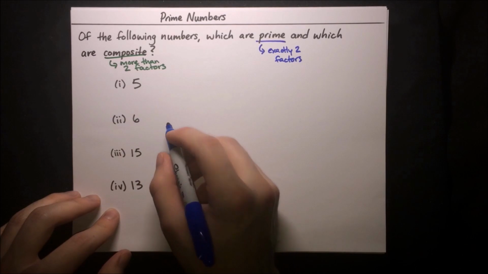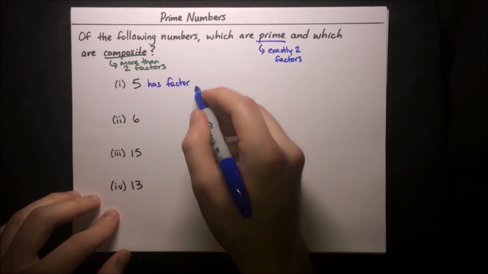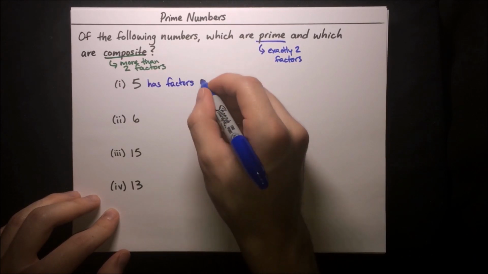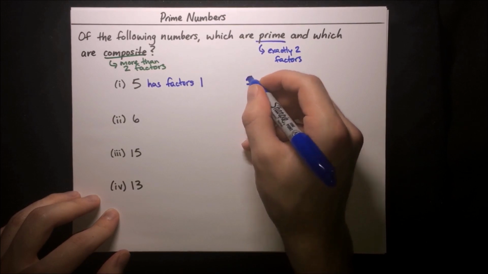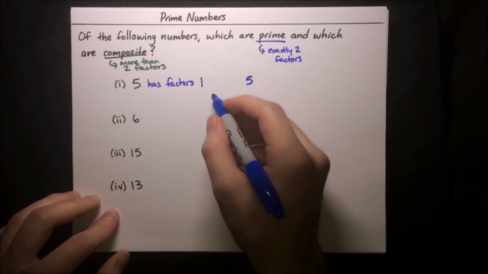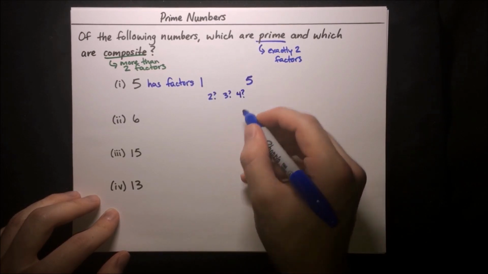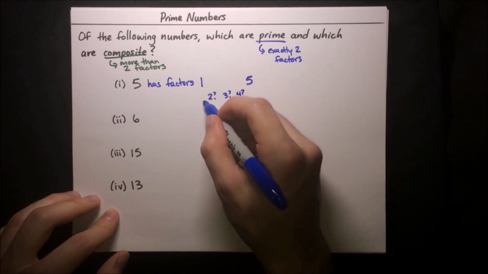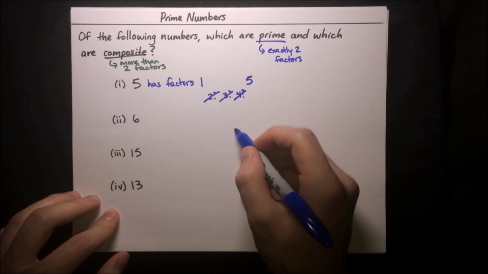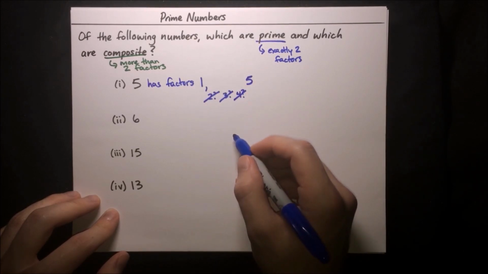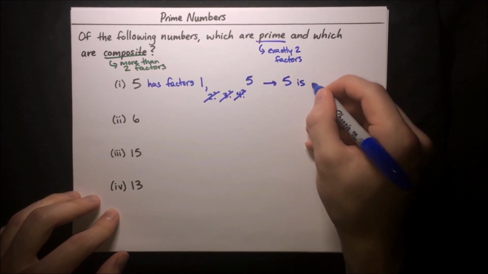So 5, for example, 5 has factors. What are the factors of 5? Well, we know there's 1, and we know there is 5 for sure. 5 is divisible by both of these pretty clearly. What about 2 or 3 or 4? Is 5 divisible by any of these? Well, 5 is not divisible by 2, 5 is not divisible by 3, 5 is not divisible by 4, so it's just factors 1 and 5. And these are exactly two factors, so that means 5 is prime.